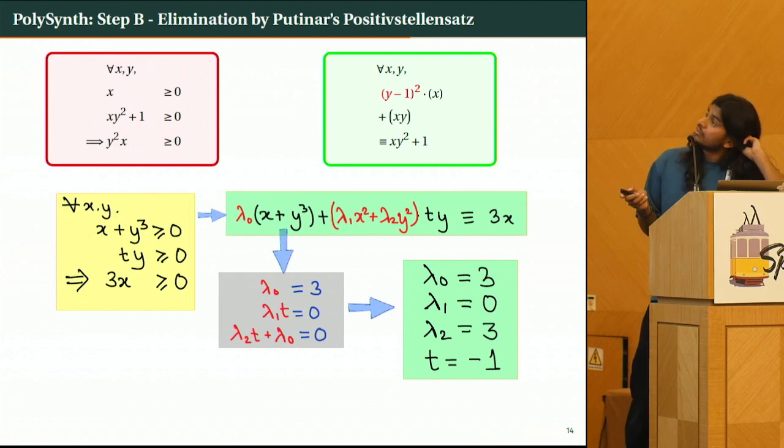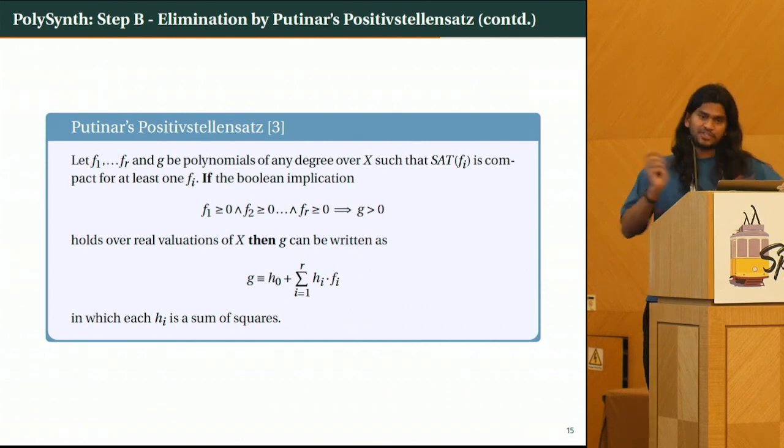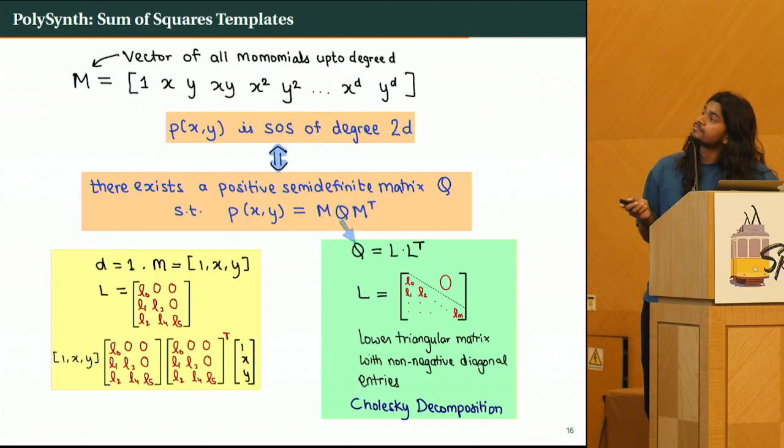This is how you can eliminate the quantifier alternation and reduce it to QF NIA. This also has a technical constraint that the domain should be compact. But again, as I said, we can always artificially add constraints to make it compact.